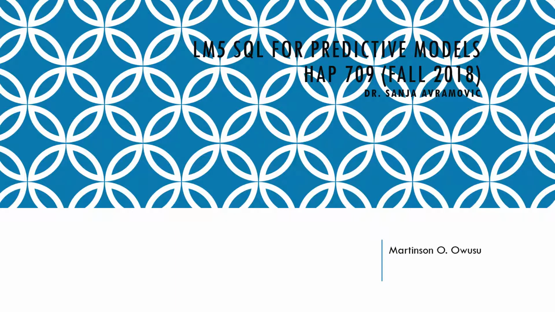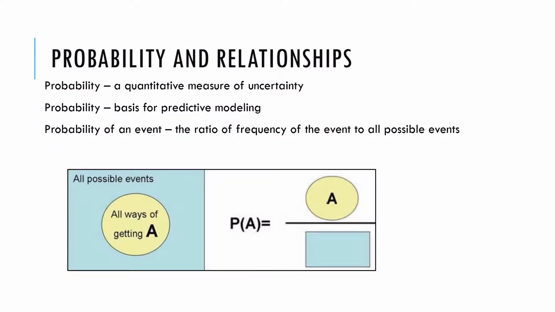This presentation explains probabilities, which form the basis for predictive modeling. Other presentations have covered the SQL for predictive models. Probability is a quantitative measure of uncertainty, ranging from 0, where the event will never occur, to 1, where the event is certain to occur.